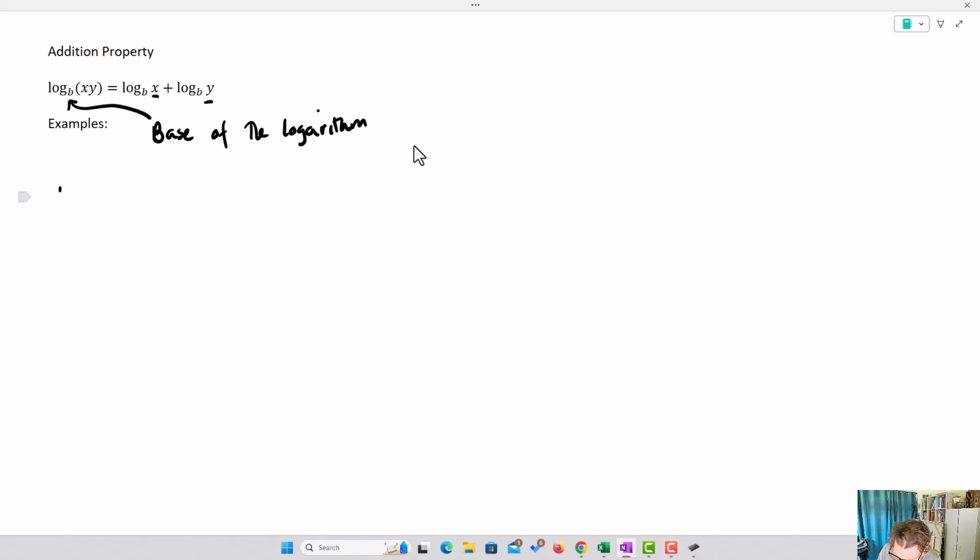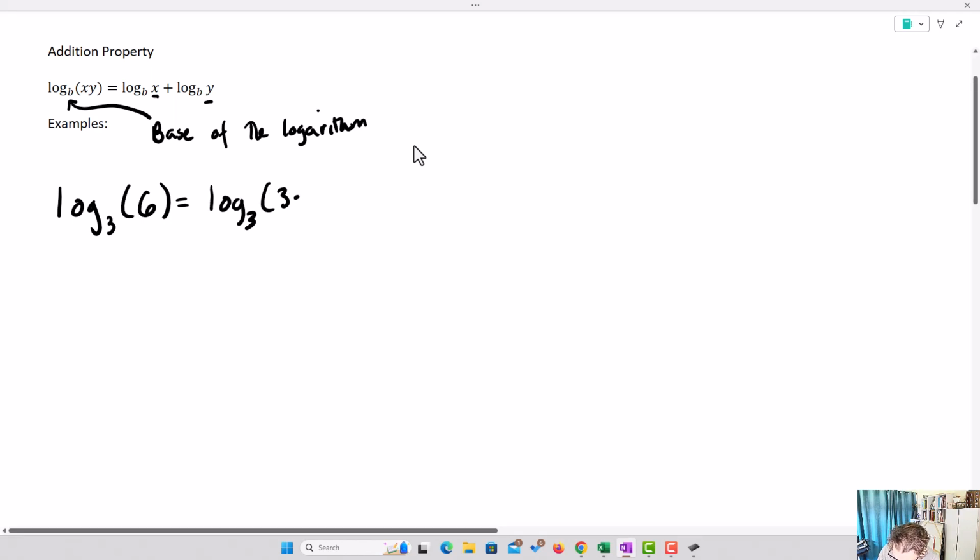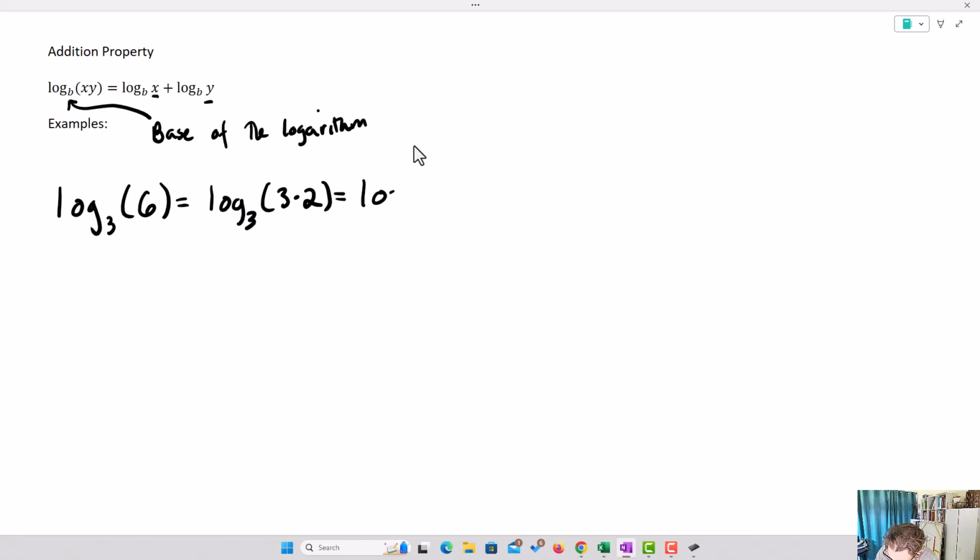So I'll give you an example. Let's say, for example, I take log base 3 of 6. What I want to notice is that this is actually log base 3 of 3 times 2. And so this will then end up equaling log base 3 of 3 plus log base 3 of 2. Notice that my bases remain the same. I just separated out the two things that were multiplied together, and I was adding separate logarithms. That's what's happening there. That's how you actually end up expanding this out.